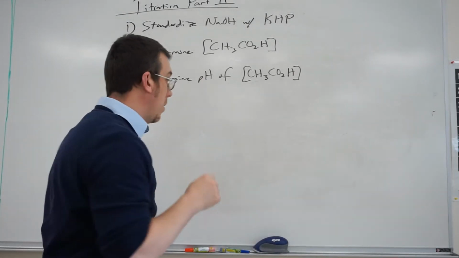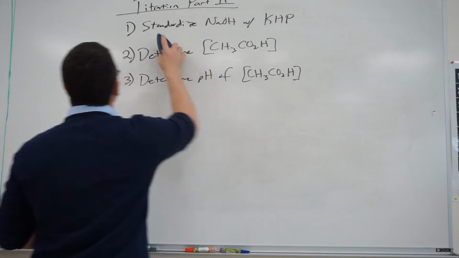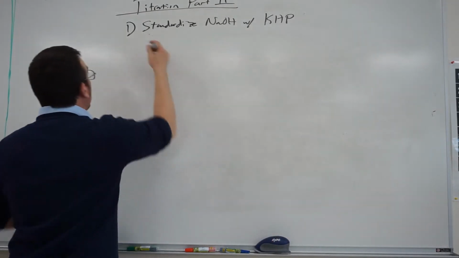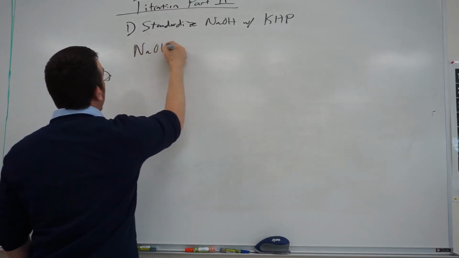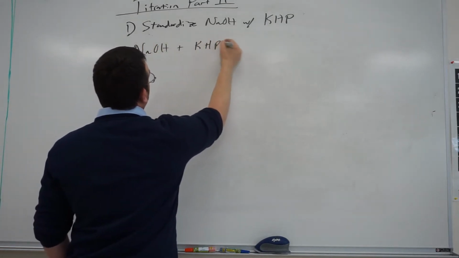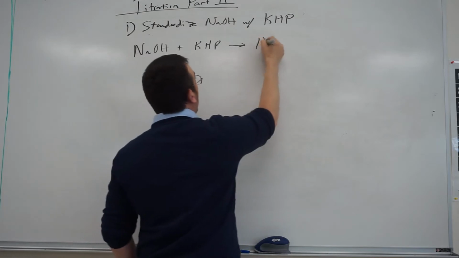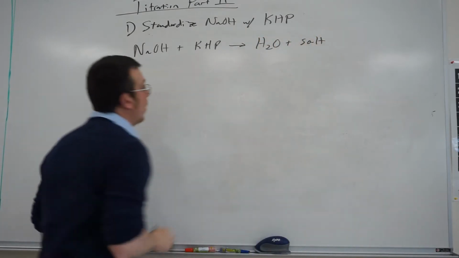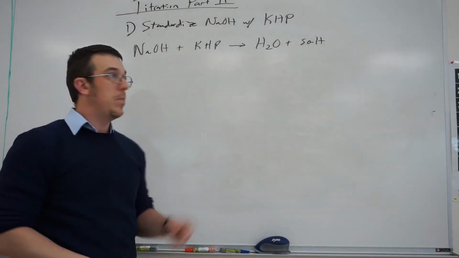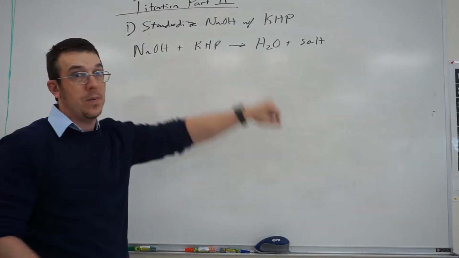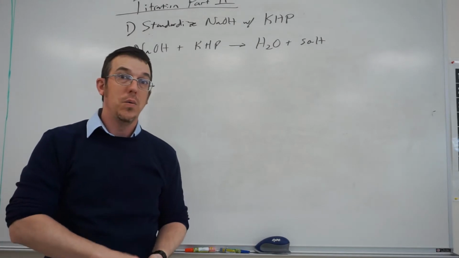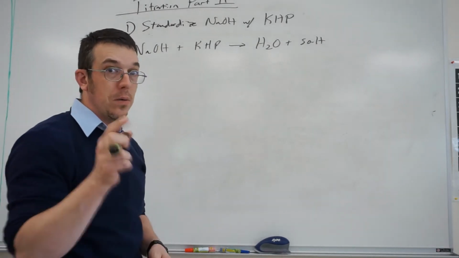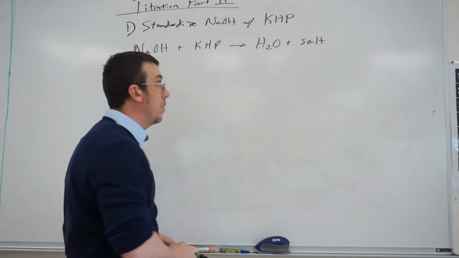So standardizing the sodium hydroxide is what we're going to discuss right now. Sodium hydroxide is going to react with KHP, and a neutralization reaction is going to form water plus the salt. KHP is not potassium hydrogen phosphorus, it's potassium hydrogen phthalate. You will have to look up the molar mass of this compound. Don't assume that it's potassium hydrogen phosphorus, you'll get this wrong.